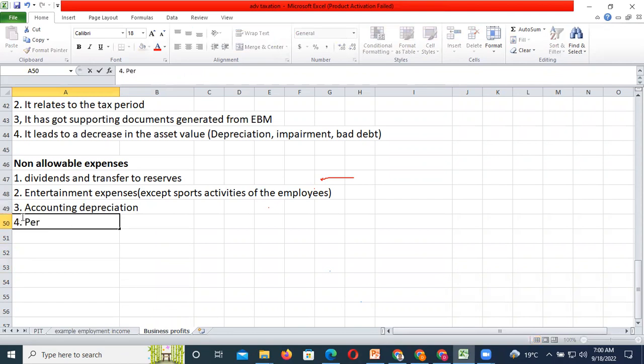Personal consumptions. Expenses for personal consumption, drawings, removal of goods from the shop, those are not allowed for tax. Fines and penalties. Any fine and penalty is not allowed for tax.